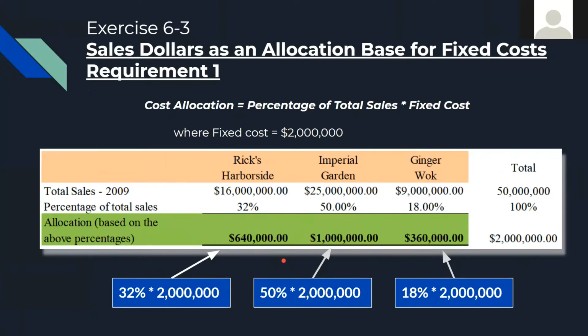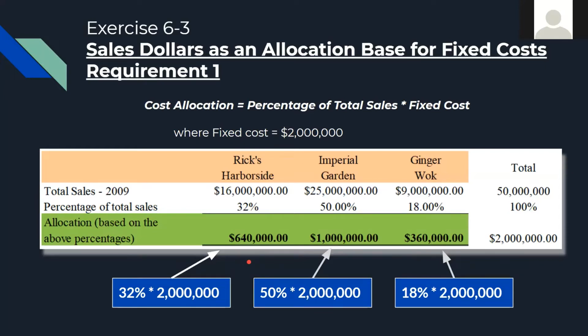For Rick's Harbor Side, its sales remain unchanged with 16 million or 32% of the total sales, which is 50 million. Imperial Garden, which is significantly increased by 10 million, for a total of 25 million or 50% of the total sales. And Ginger Work with 9 million or 18% of the total sales. So you just have to multiply again the percentage of total sales times fixed cost.